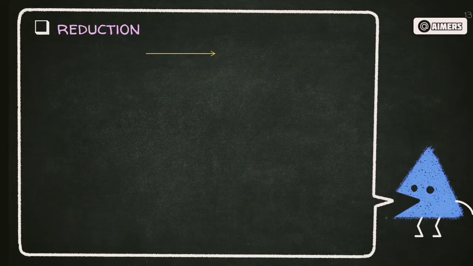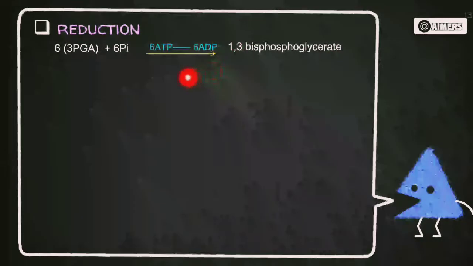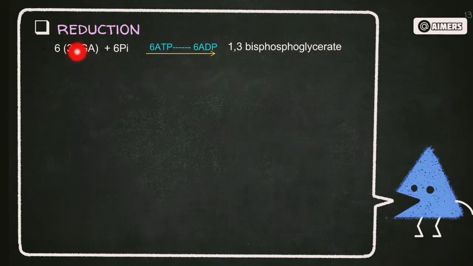Now what happens in the step of reduction? The product which was formed, this 3-phosphoglyceric acid, and we saw that in total there were 6 molecules, adds 6 inorganic phosphate into it, and the product is then 1,3-bisphosphoglycerate. This reaction takes place in the presence of ATP. As there are 6 molecules of phosphoglyceric acid or 3-phosphoglycerate, then 6 ATP are used in total. So 6 molecules, so 6 ATP are used.